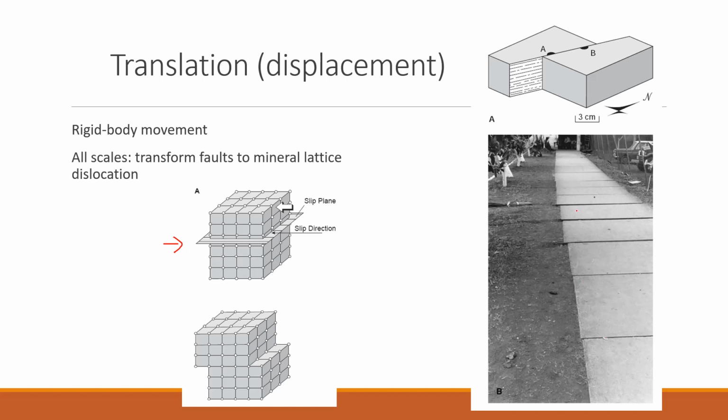So here is a sidewalk. We can see it would have originally been nice and straight like it is here, and now we can see that these blocks have all moved slightly relative to one another.